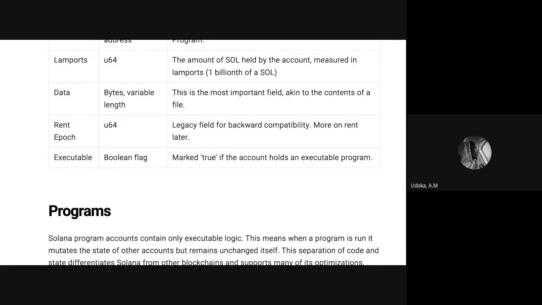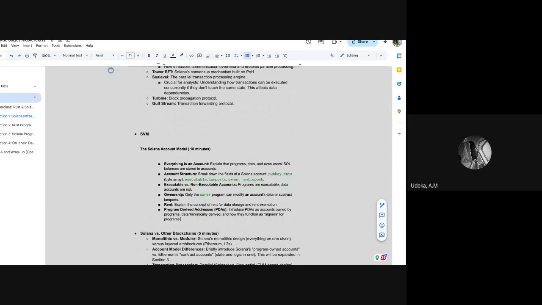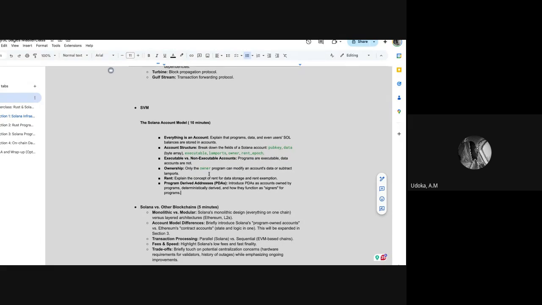And okay, this would lead to talking about PDAs. But I wouldn't want to jump right into that yet. Let me look again at what we have here and see how far we've covered. So this is probably where we are now, and we're looking at everything is an account. I've explained that, the breakdown.